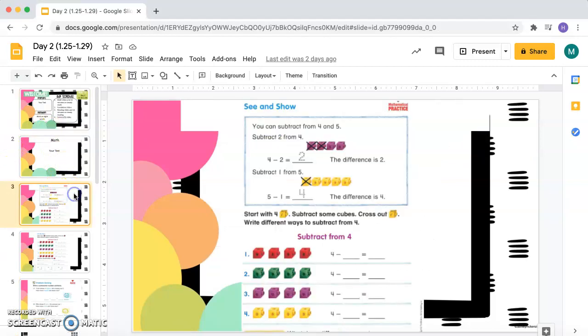All right, so your math slide is right here. We are working on subtracting from 4, okay? So it says start with the cubes and subtract some cubes. Cross out the cubes and write them different ways to subtract 4, okay?